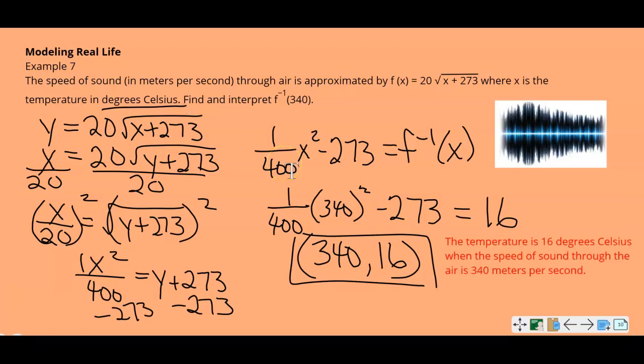All right, that is all for inverse functions. Most important thing, remember: if it asks you to find the inverse, you need to switch x and y and solve for y. It doesn't matter if it's an ordered pair, a table of values, or an equation, you need to switch x and y and solve.